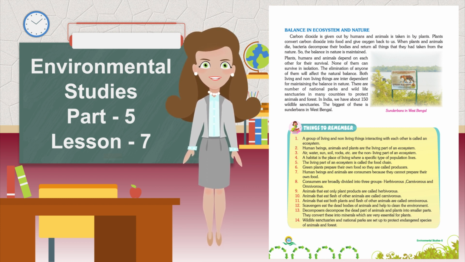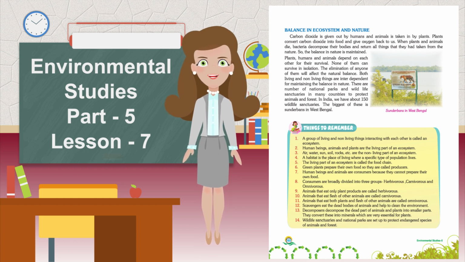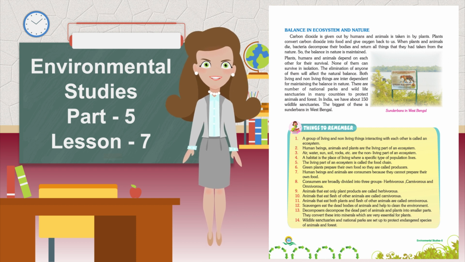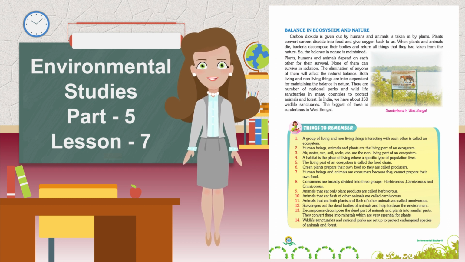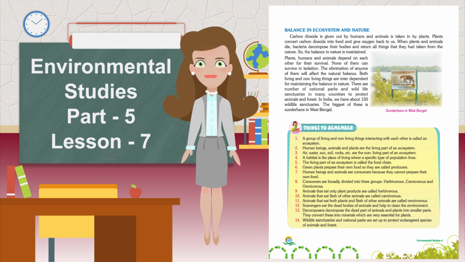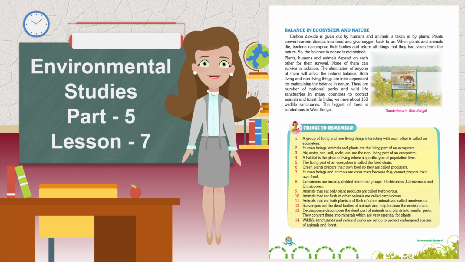Green plants prepare their own food, so they are called producers. Human beings and animals are consumers because they cannot prepare their own food. Consumers are broadly divided into three groups: herbivorous, carnivorous, and omnivorous. Animals that eat only plant products are called herbivorous. Animals that eat flesh of other animals are called carnivorous. Animals that eat both plants and flesh of other animals are called omnivorous.